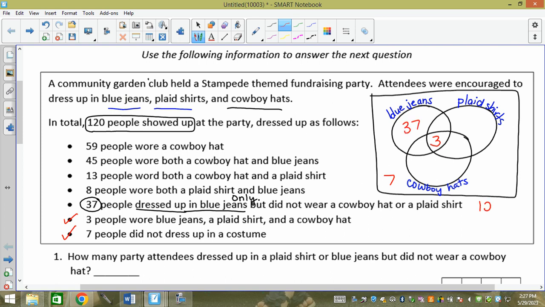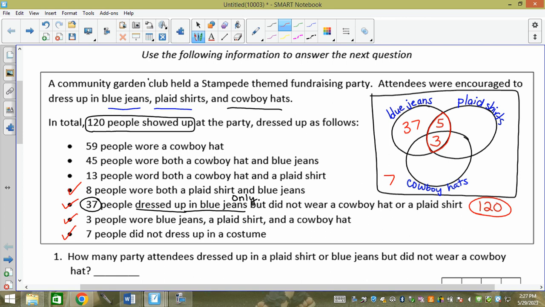I know there should be 120 inside here, so I put this here to help myself out. All right. Now, 8 people wore a plaid shirt and blue jeans, so I put an 8 in there. What would I remember to do? Subtract, because and is what shape? The eyeball. So in the eyeball, I need to have 8. So how many is just here? 5.